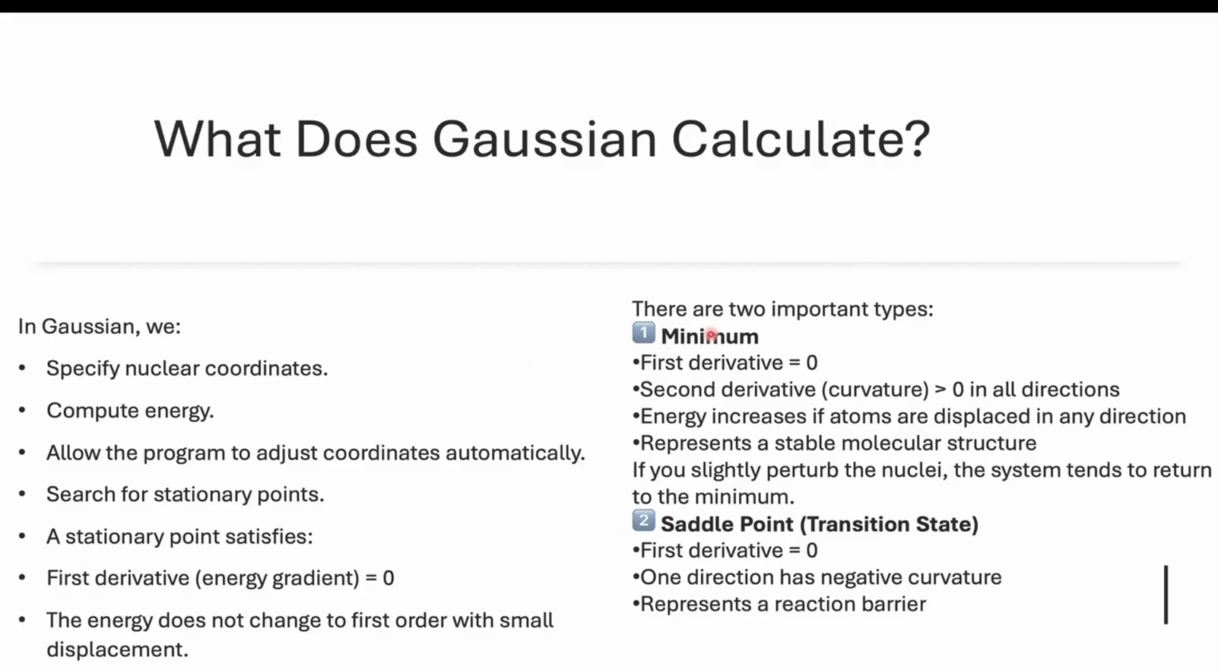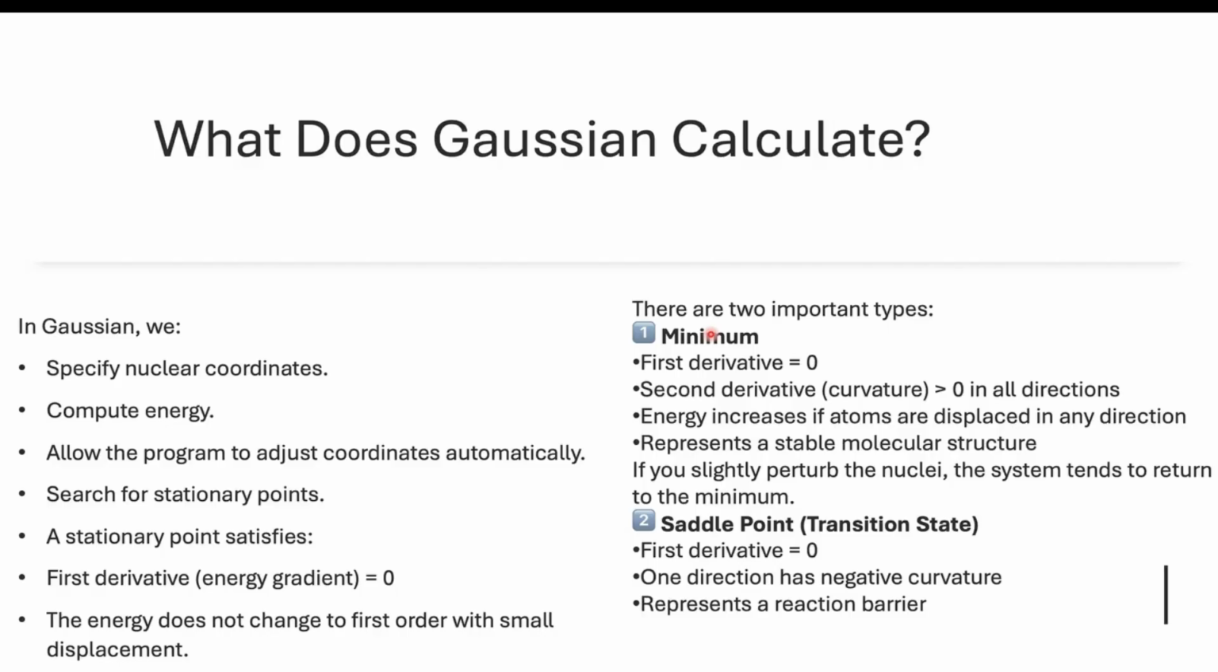There are two important types. First, the minimum. The first derivative should be equal to 0. The second derivative, the curvature, is greater than 0 in all directions. Energy increases if atoms are displaced in any direction. This represents a stable molecular structure. If you slightly perturb the nuclei, the system tends to return to the minimum.